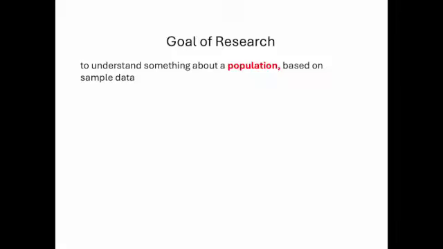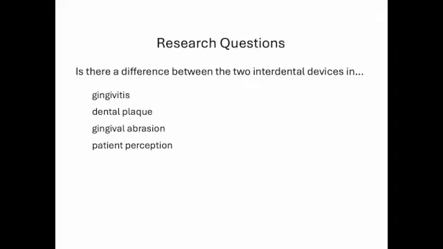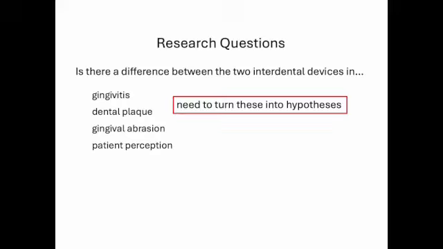Samples fluctuate. You take a sample today, you get some results, you get another sample, and they're going to vary. So there's fluctuations. What statistics does is help the researcher make a decision about what might be going on in the population by basing the decisions on probability. How likely is it to get something over here when there's no real difference? The research questions they had was, they wanted to know if there's a difference between the two devices in these 4 things. You have to turn those into hypotheses in order to do the statistical tests, because the statistical tests are testing hypotheses.